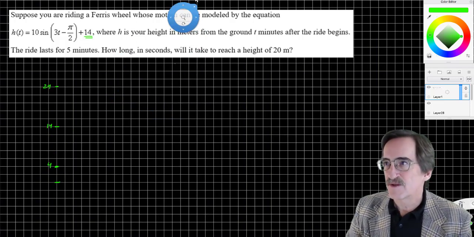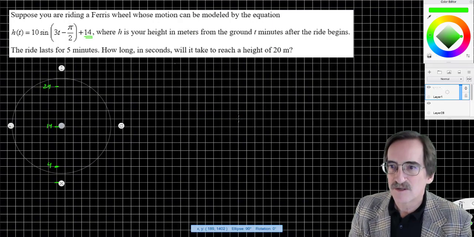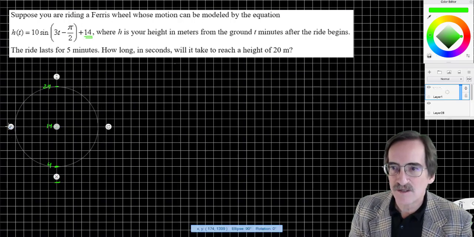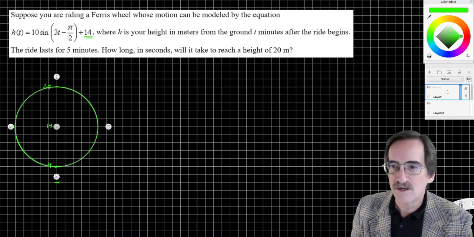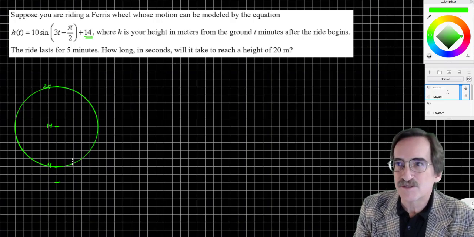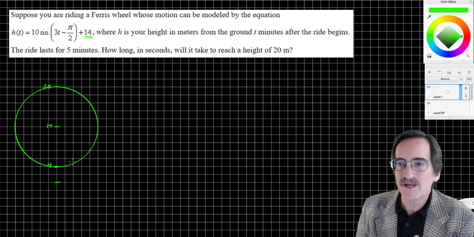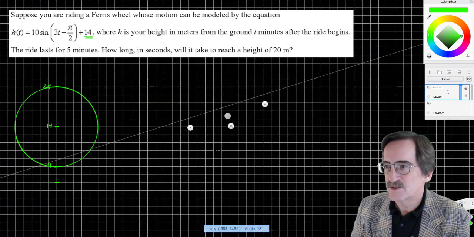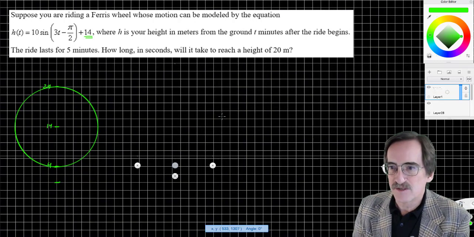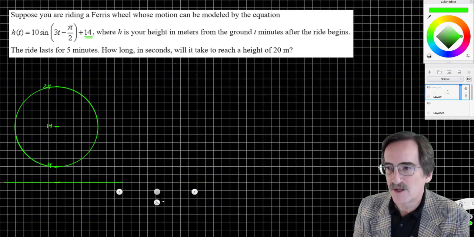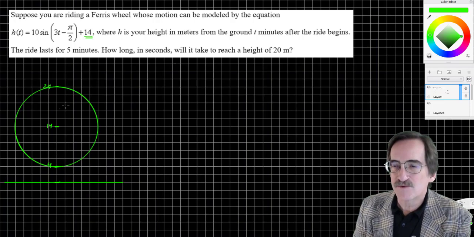Here, let me model the Ferris wheel portion of it with a cycle. All right, so there we go. Now the question that's being asked is when does the height of the passenger get to 20 meters? Now this is a cyclical thing, so it repeats itself over and over again. Okay? But when does it reach a height of 20 meters?